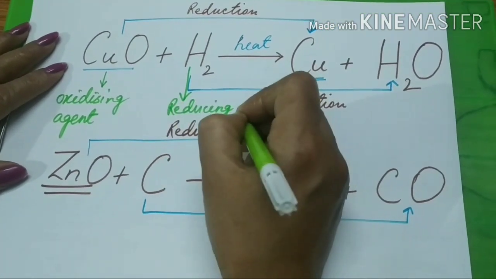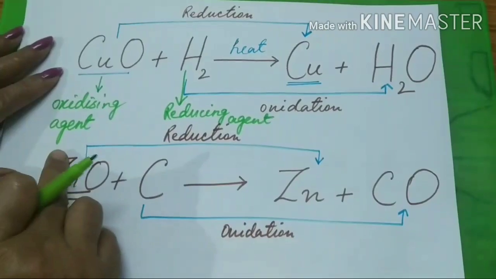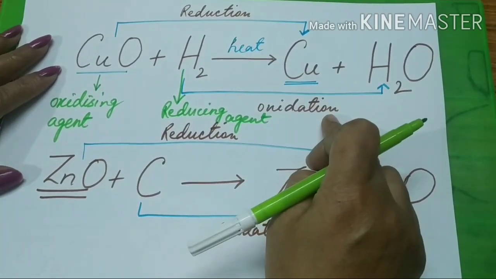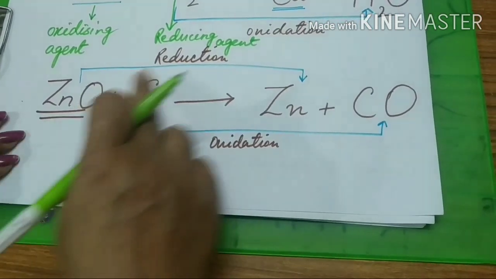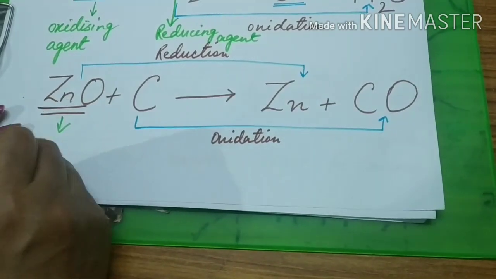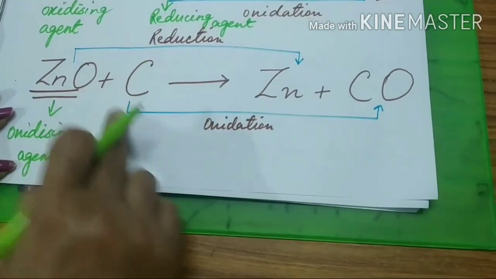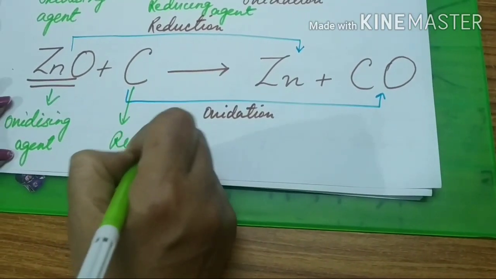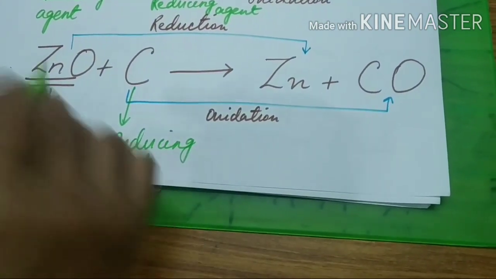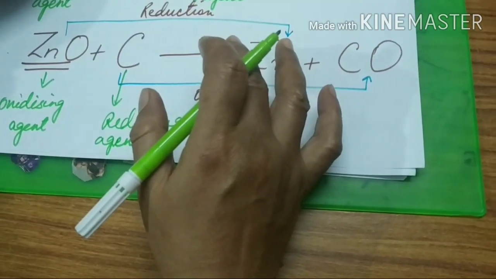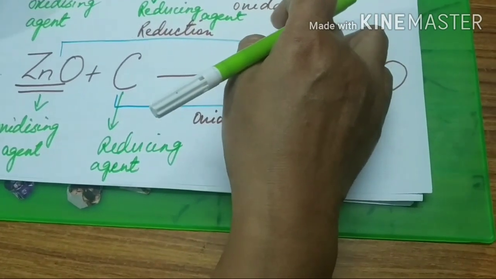So very easy to remember. Please remember, anything that undergoes reduction is an oxidizing agent. Anything that undergoes oxidation is a reducing agent. In this example, zinc oxide is undergoing reduction, so it is an oxidizing agent. Whereas carbon is undergoing oxidation, so it is a reducing agent. So it is very easy to identify oxidizing and reducing agents if you can identify the substances undergoing reduction and oxidation.